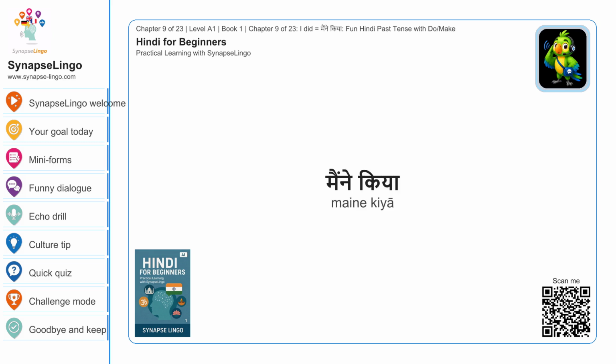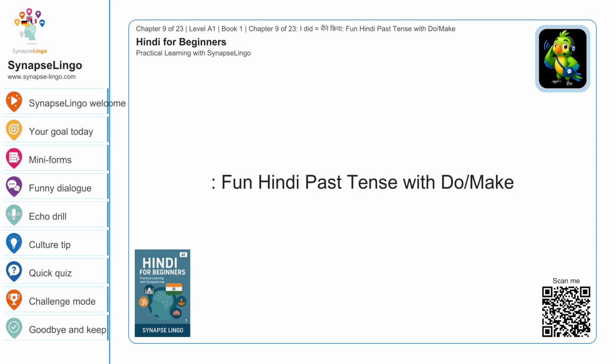I did equals मैंने किया. Fun Hindi past tense with do, make.